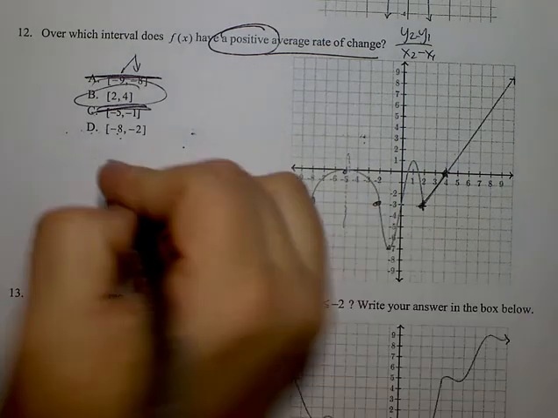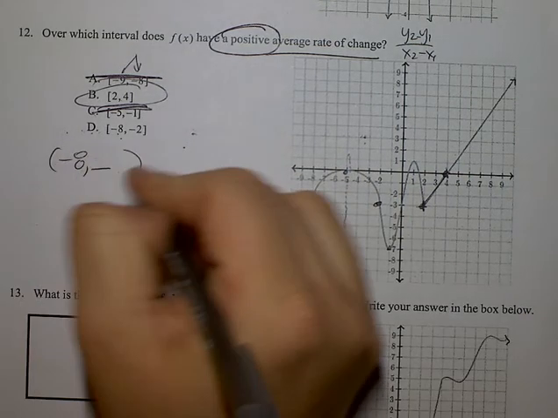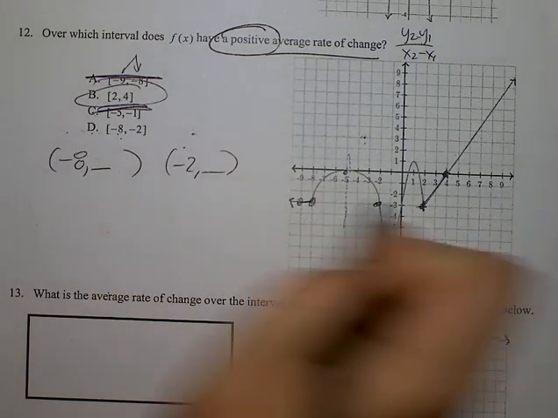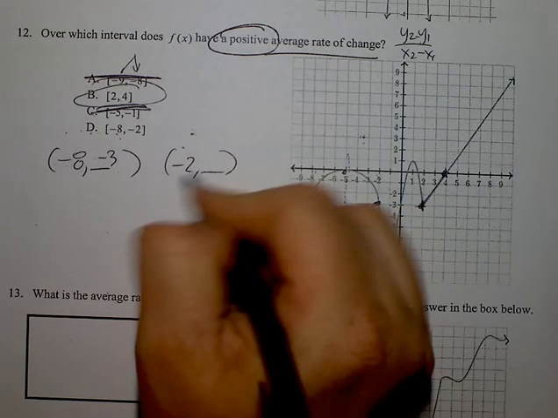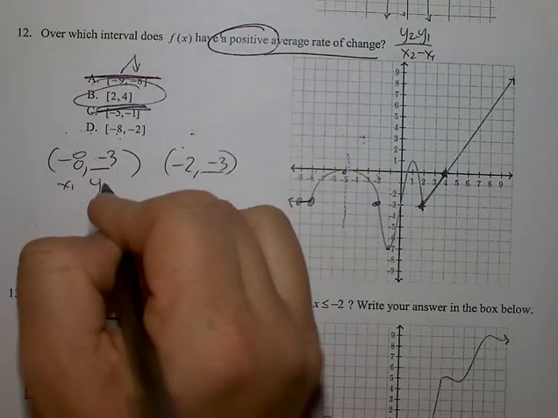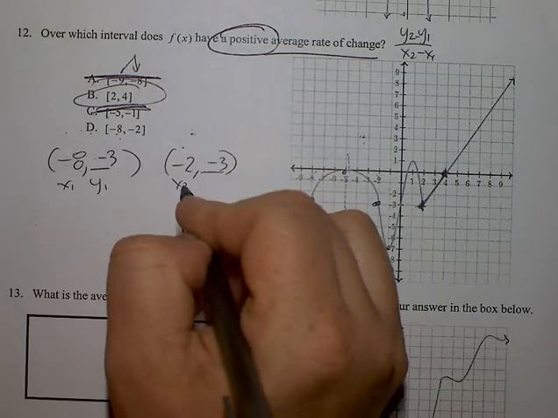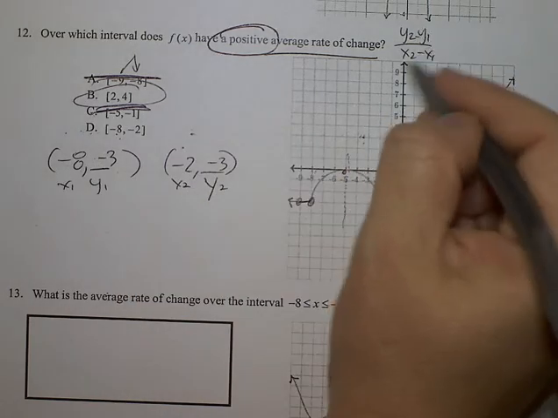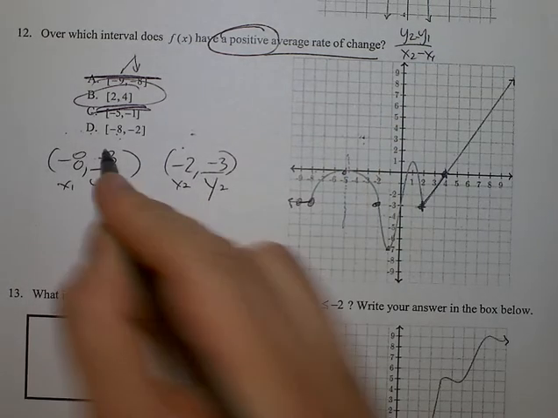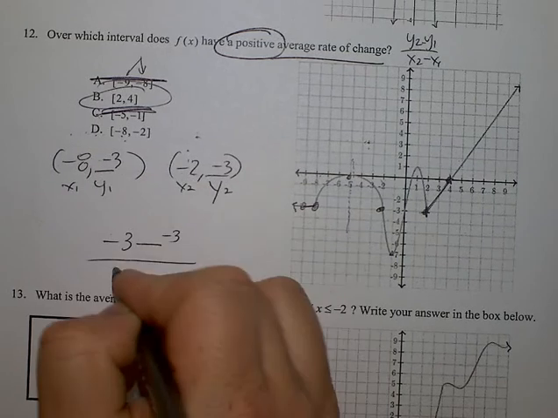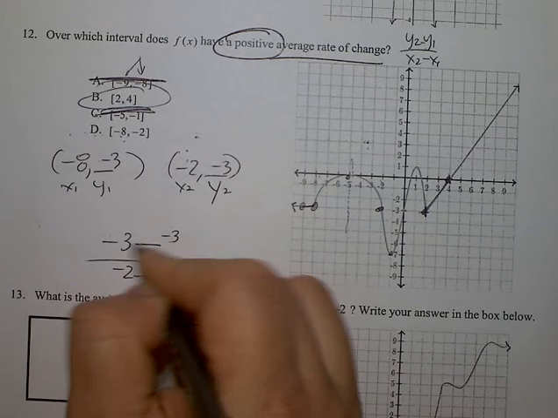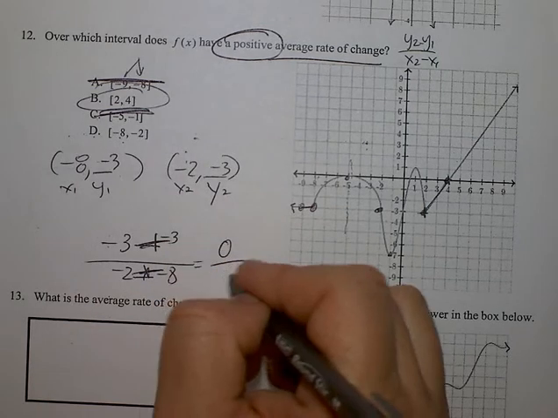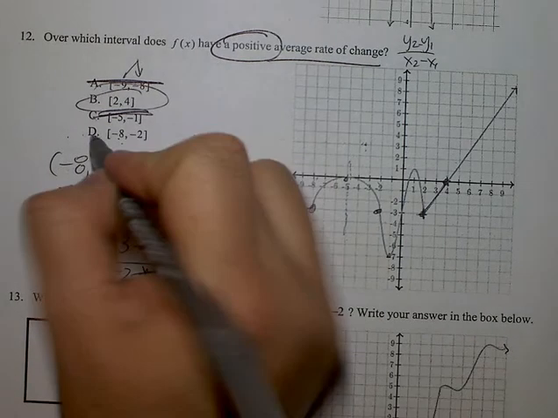Watch. So here's negative 8. Please write this down as good practice. Here's negative 2. Negative 8 corresponds to negative 3, and negative 2 corresponds to negative 3. So when you do x sub 1, y sub 1, x sub 2, y sub 2, and then use this equation, it would be negative 3 subtract negative 3 over negative 2 subtract negative 8. Two negatives make a positive. Negative 3 and 3 is 0. Negative 2 and 8 is 6. What's 0 divided by anything? 0. You have one answer.